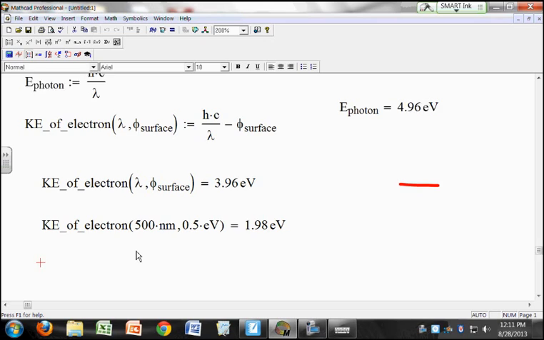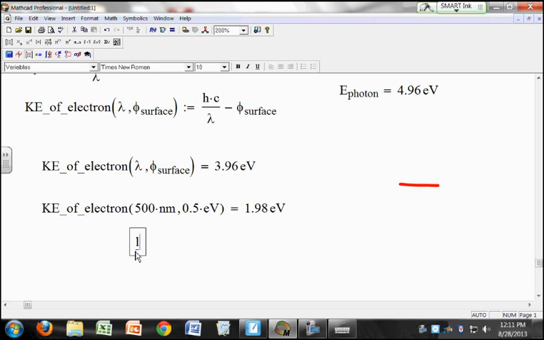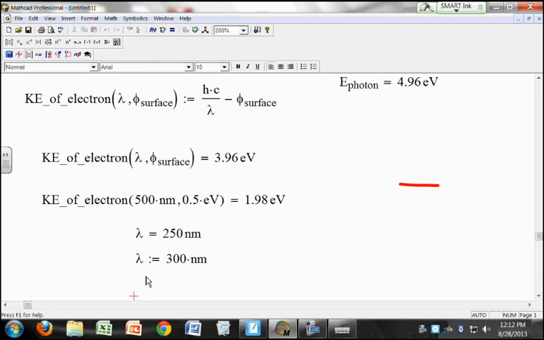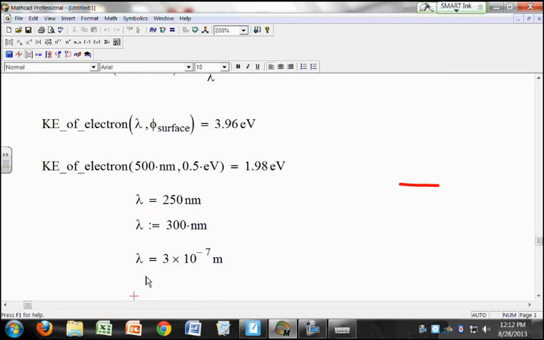What if I ask for the value of lambda? Lambda equals, it's still 250 nanometers, even though I've overridden it in this expression right here. By doing it here, you're not changing the currently defined value of lambda. Incidentally, you can reassign values for variables. So I can redefine my lambda, let's say, to 300 nanometers. After that, lambda is now 300 nanometers. So anywhere in your document, you can redefine values for your variables.